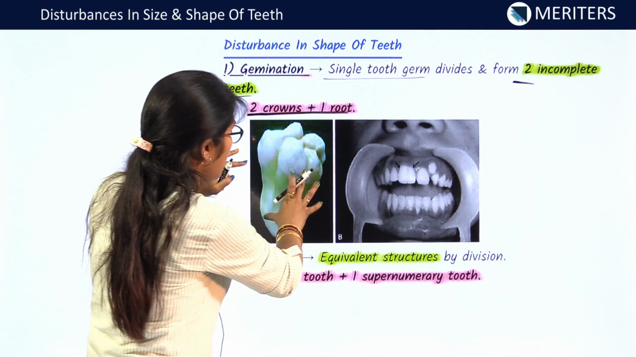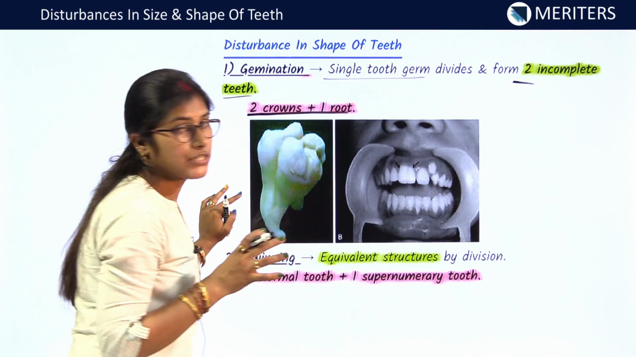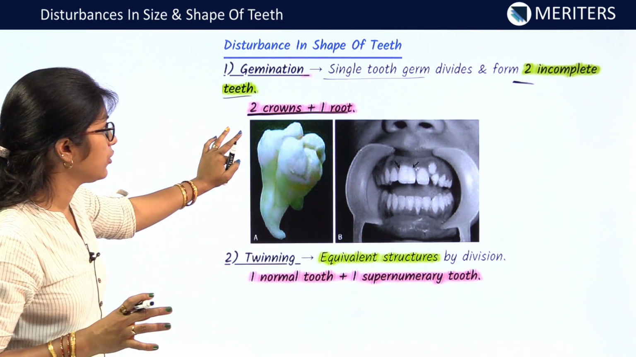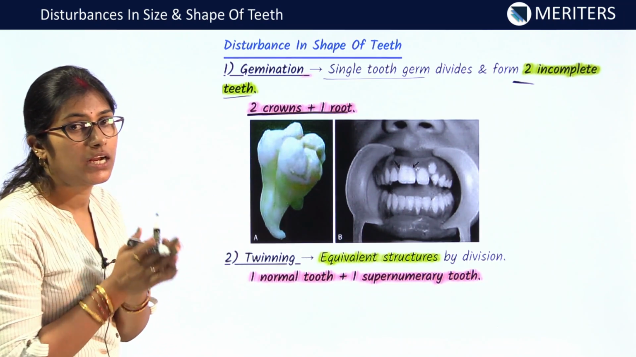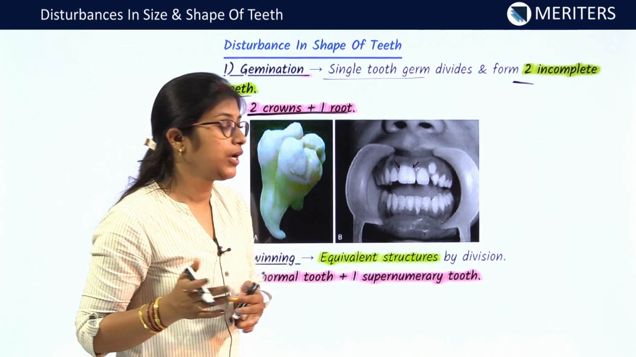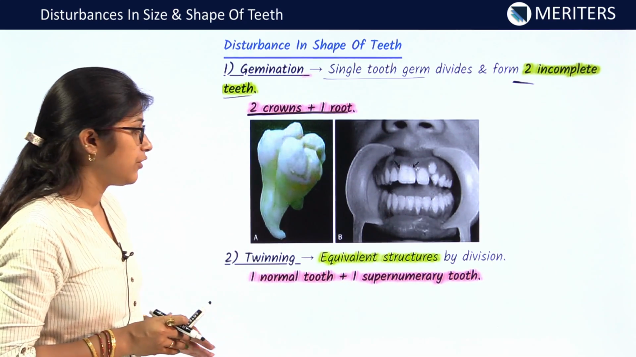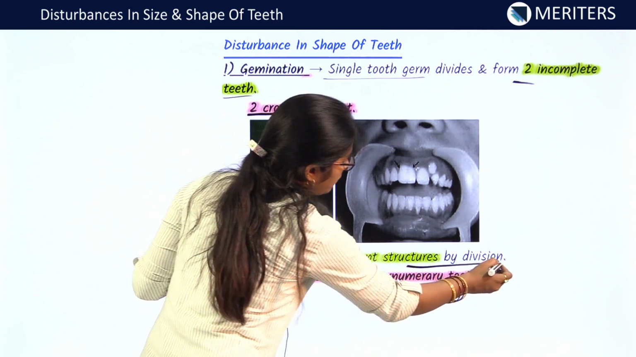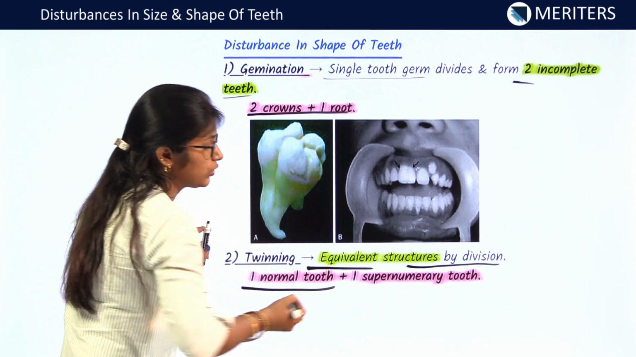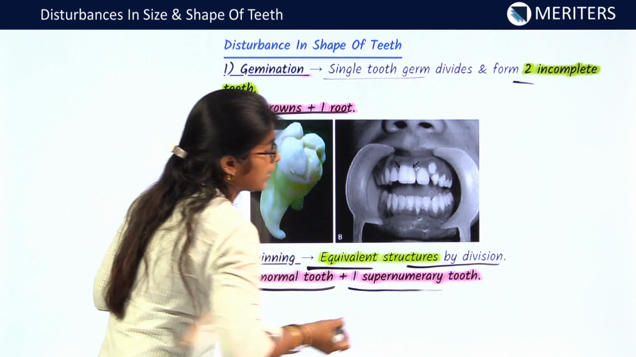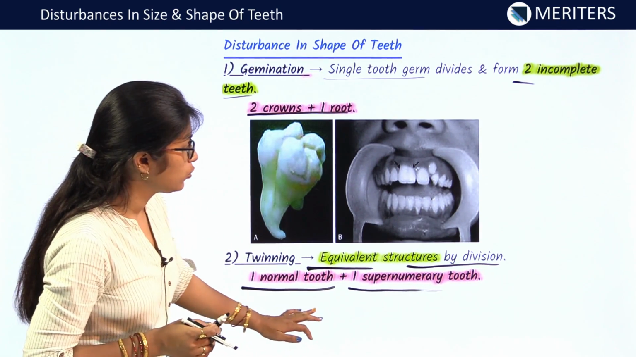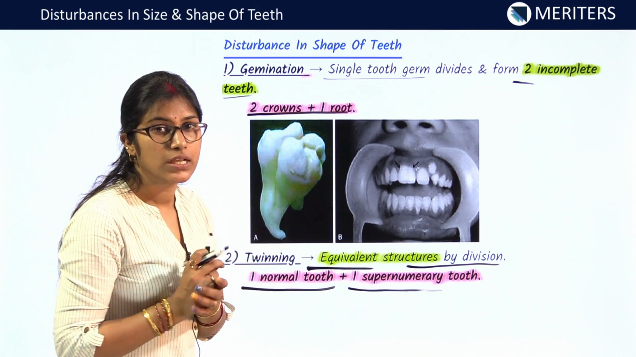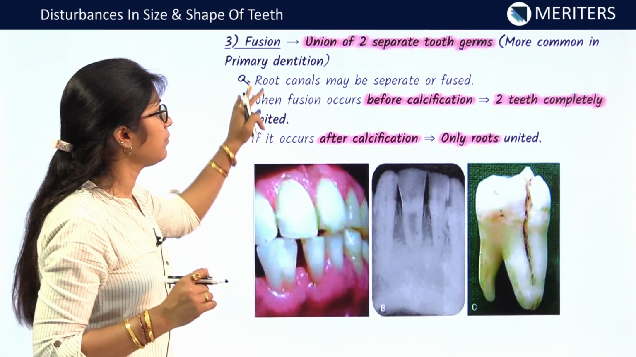See the picture. This is a clinical picture, an intraoral picture. And see the twinning. What is twinning? You should be able to differentiate between gemination and twinning. In gemination, a single tooth germ is dividing to form two incomplete teeth, whereas in twinning the division leads to equivalent structures, wherein one normal tooth is there plus one supernumerary tooth. So now you know twinning is one normal tooth plus one supernumerary tooth, formed due to the division of a single tooth germ.